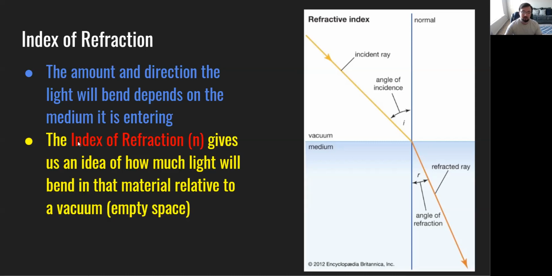Now there is something called the index of refraction, and that tells us how much light is going to bend in a material. Each medium has its own index of refraction. Glass has an index of refraction, water has one, air has one. Every material has an index of refraction. You don't have to memorize them, just know what an index of refraction is. It gives you an idea of how much light is going to bend in that material.